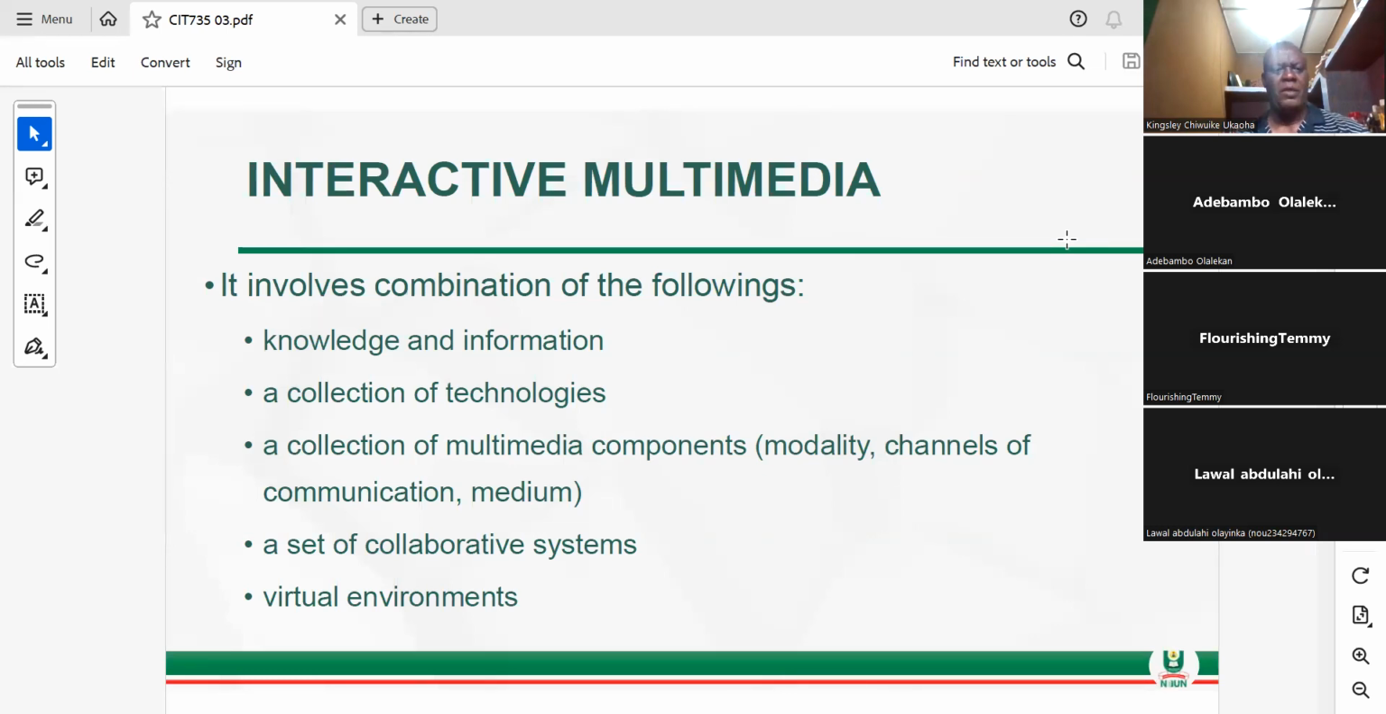Knowledge and information can be the television program. Collection of technology can be the computer program, sorry. Collection of technology can even be the computer itself, the computer machine itself. Collection of multimedia components can now be channels of communication and medium, can be the way these particular programs are presented. How are they presented? Are they maybe presented through wired means or wireless means?